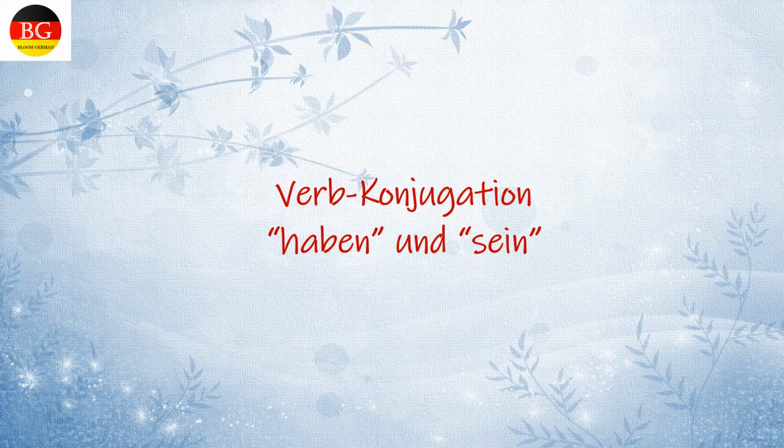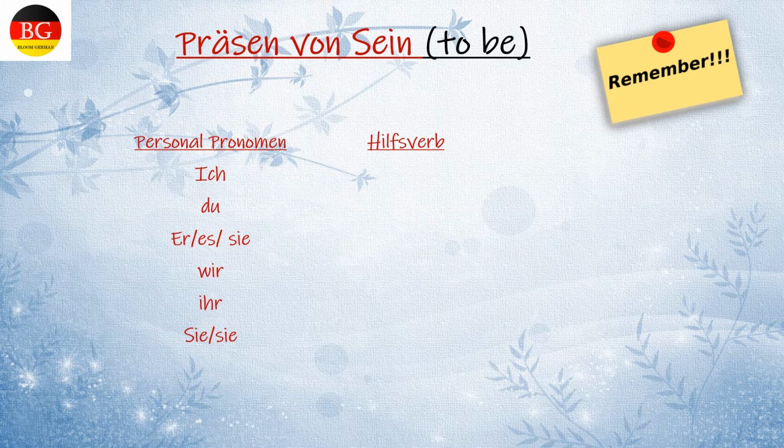Conjugation, Haben und Sein. Now let's see the conjugated form of verb sein, helping verb sein for the present tense. The meaning of sein is to be. For ich, the verb sein is conjugated as bin. For du, it is bist. For er, sie, es, it is ist. For wir, it is sind. For ihr, it is seid. And the verb sein for sie and Sie, it is conjugated as sind.